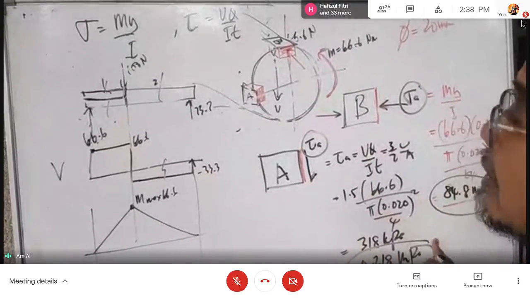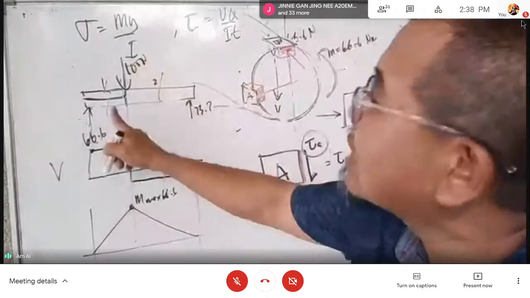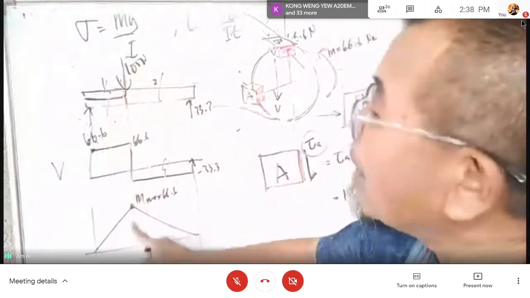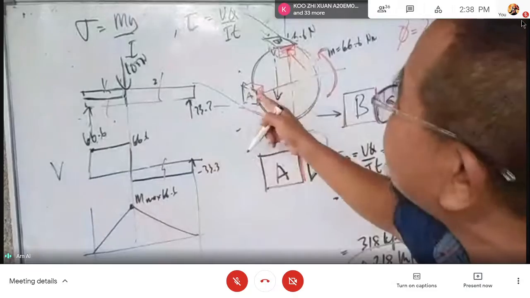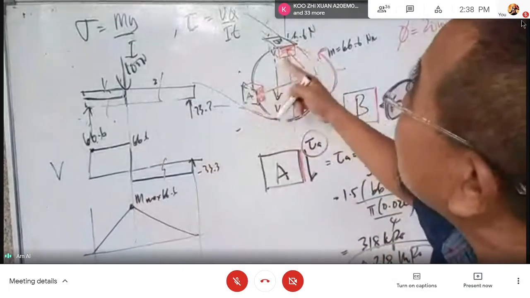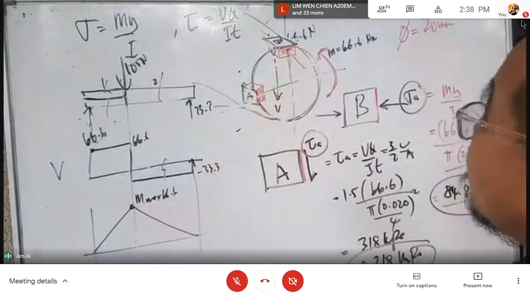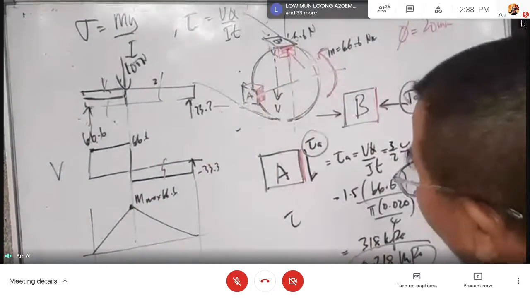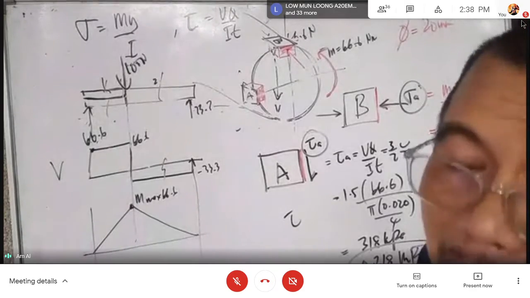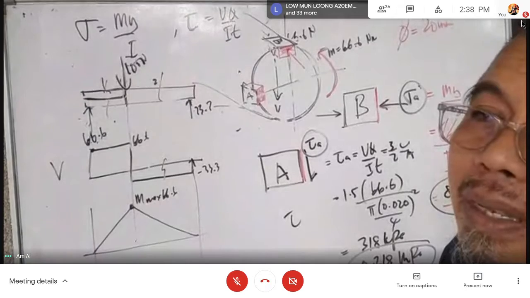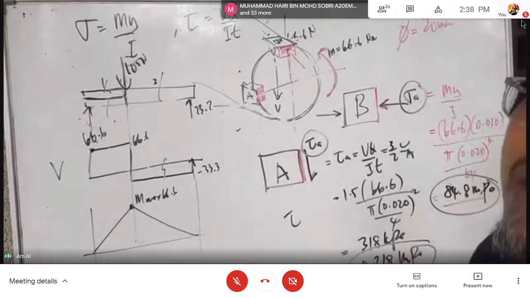What makes this? The same thing. The 100 Newton put here creates a shear stress there, and then creates a bending moment there. The bending moment creates normal stress and shear stress. But the difference between normal stress and shear stress is very big. That's why the tau from the shear load is very, very negligible, very small. But from the bending moment, it's very big.